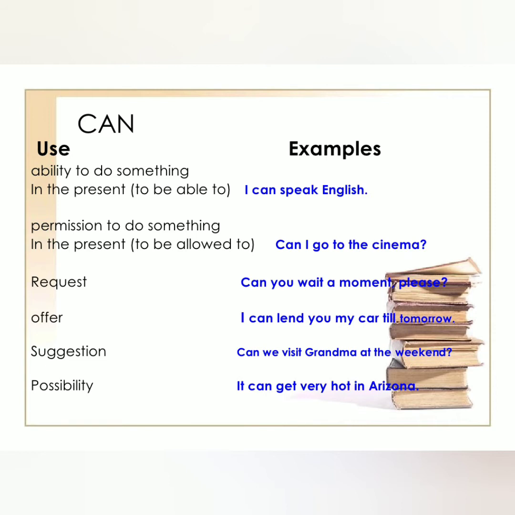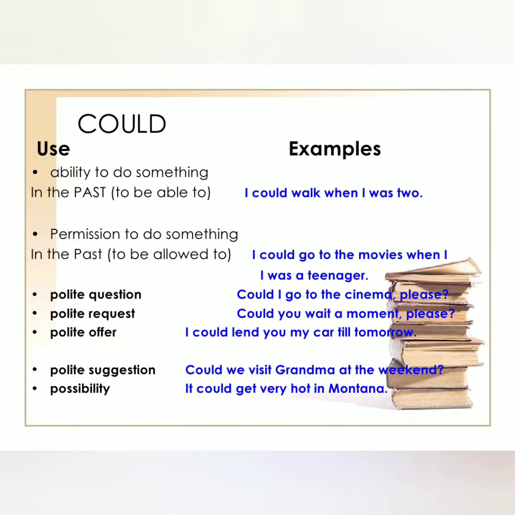The examples say "I can speak English," that is ability. "Can I go to the cinema?" is permission. The same is given over here. If we talk about could, it is the past form of can, and the usage is the same. The only thing that changes is that it is used for the past forms, like the ability, the permission, the polite request, polite question, polite offer, polite suggestion and possibility. For all this, could is always used.